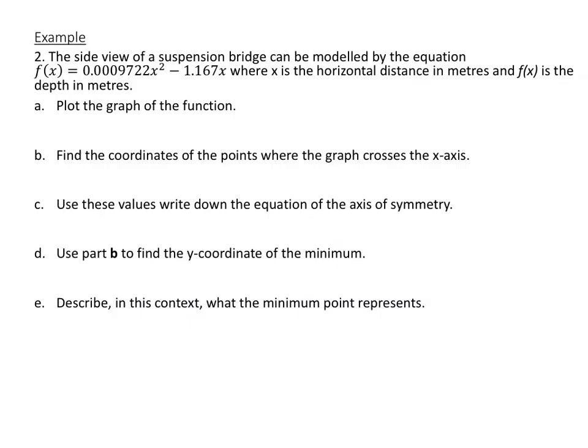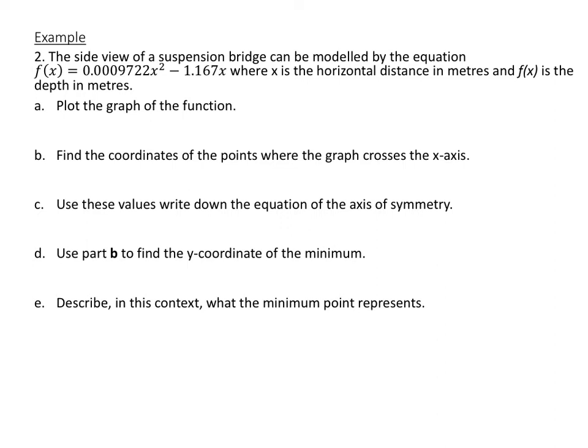So for this next example, we have the side view of a suspension bridge that's being modeled by the equation f(x) = 0.000972x² − 1.167x, where x is the horizontal distance in meters and f(x) is the depth of the bridge in meters.